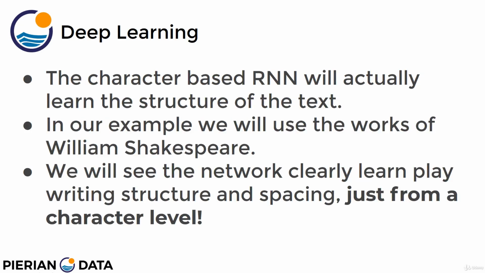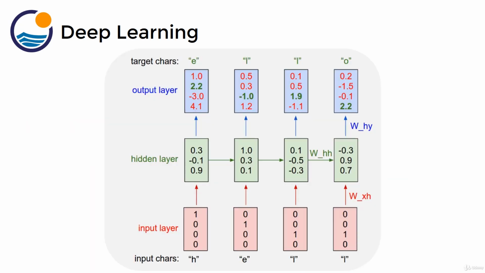So the character-based recurrent neural network will actually end up learning the structure of the text. And the example that we're going to be working through is going to use the complete works of William Shakespeare. And what's really cool is that you're going to see the network clearly learn playwriting structure and spacing and things like characters entering and exiting just from a character level. So we'll be exploring how this network is actually able to learn basic structure of a much larger piece of text by just predicting character to character.